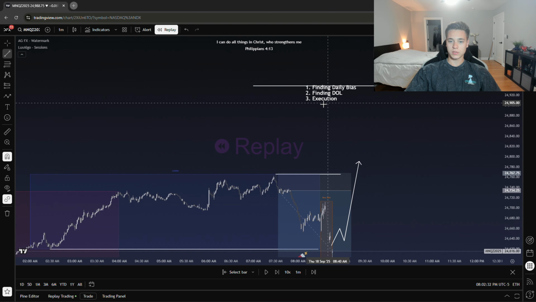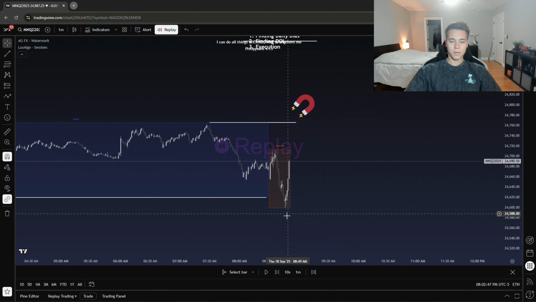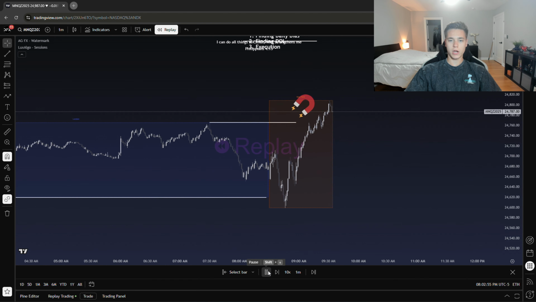So let's cross this off. All right, now let's take a look at what's going to happen. All right, let's just flip this around. This is going to be a perfect example for us. This is the London session high, and let's see what happens. Boom, just like that. Simple. And it keeps going higher and higher and higher after that. This is a beautiful example of how we use draw on liquidity.